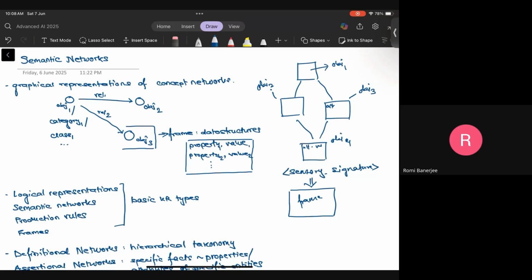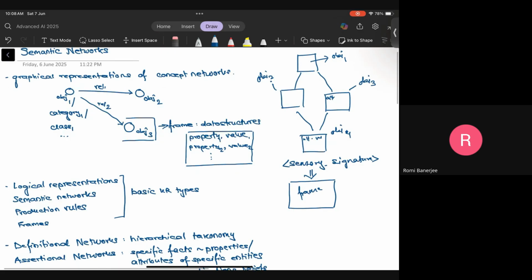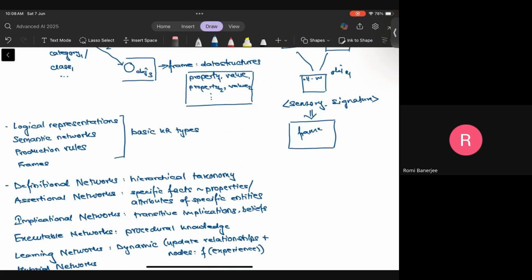Fine. So now there are different kinds of semantic networks. One is a definitional network. A definitional network is like a hierarchical network. What do I mean by a hierarchical network?